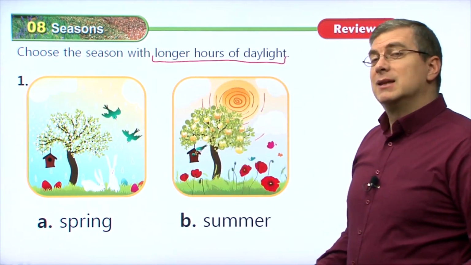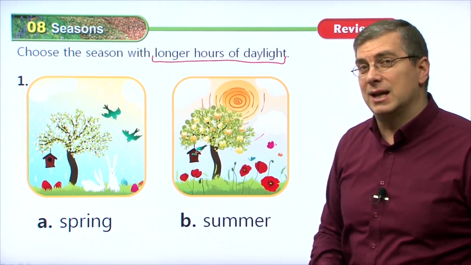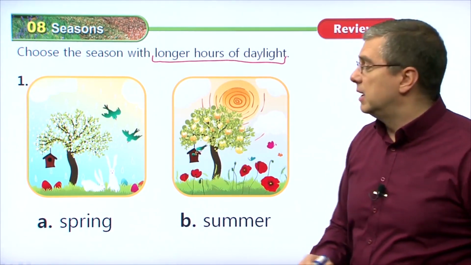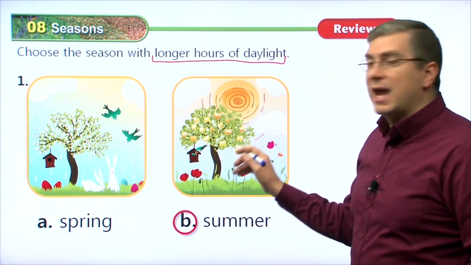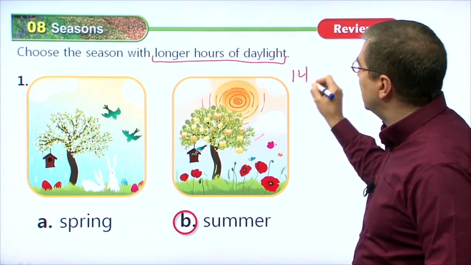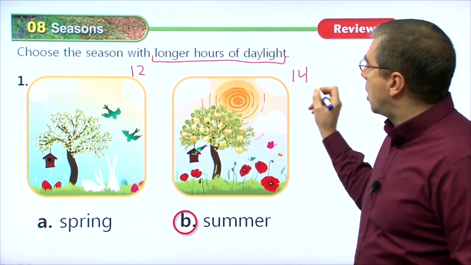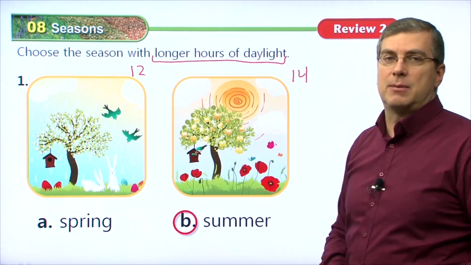Do you remember? In the summer, we saw that we had more than 14 hours of daylight, but in the spring it was only 12. So obviously, in the summer we have more hours of daylight. In the summer, it said 14 and some minutes. Here we only had 12 hours. So we have longer hours of daylight in the summer.